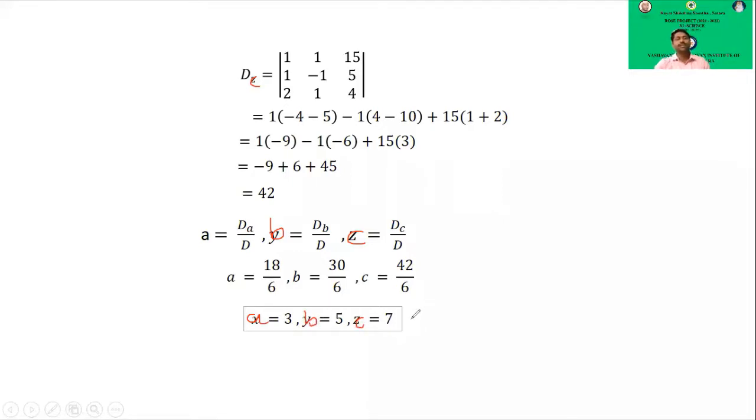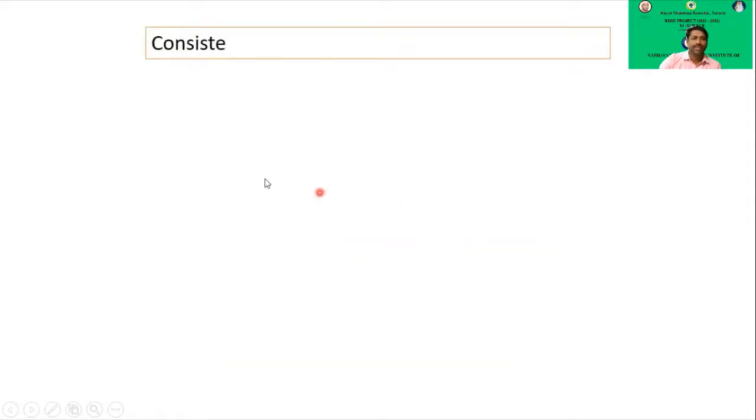So these are three numbers which satisfy all the conditions given in the example. Their sum is 15 and all that. Okay. So next example. So the answer, the required three numbers are 3, 5, 7.